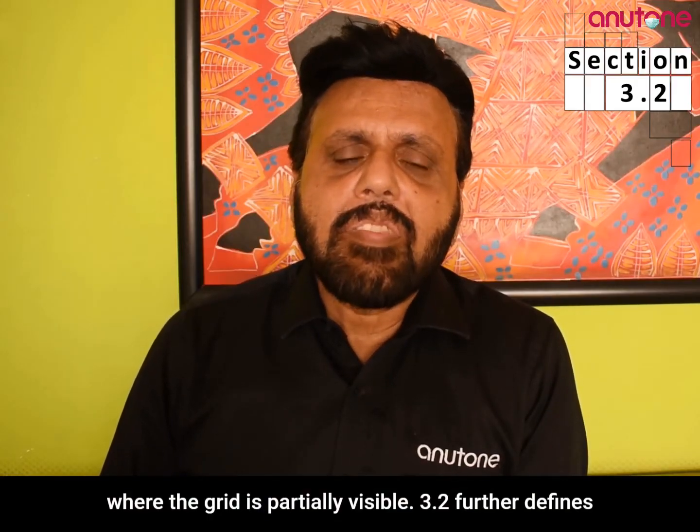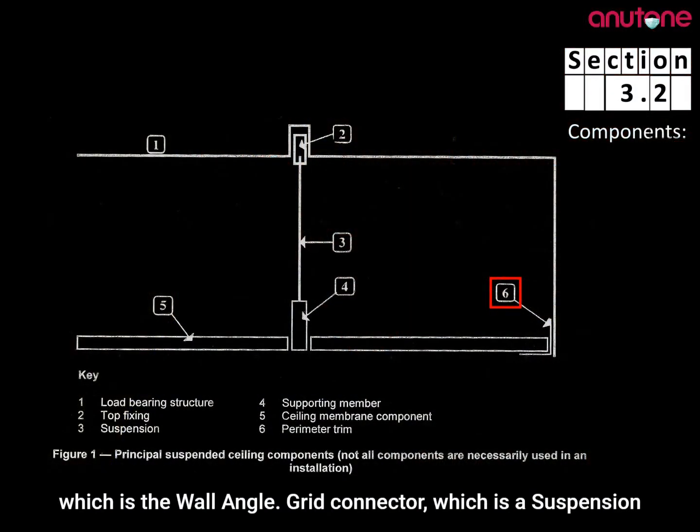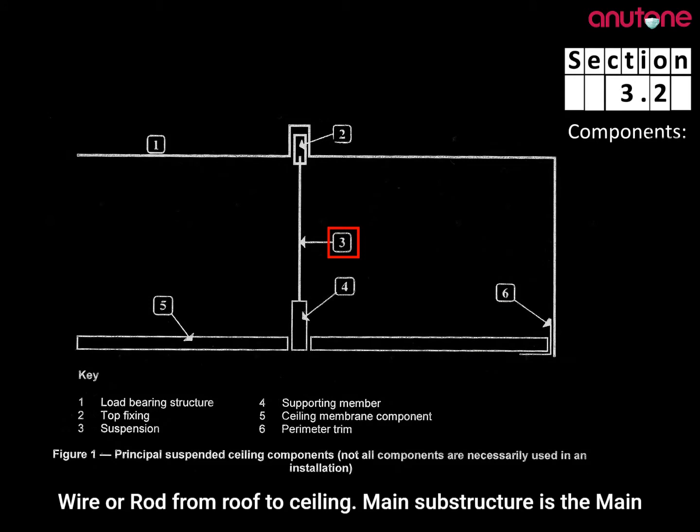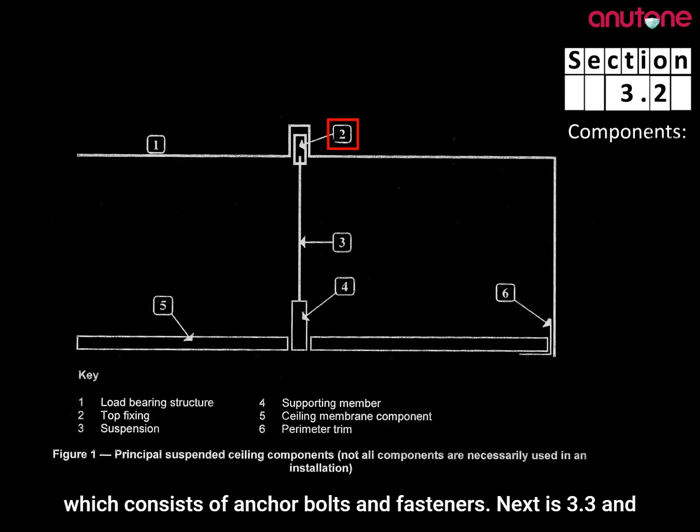3.2 further defines the components of a ceiling, and there are 5. Perimeter trim, which is the wall angle. Grid connector, which is the suspension wire or rod from roof to ceiling. Main substructure is the main T. Secondary substructure is the cross T. And the hardware, which consists of anchor poles and fasteners.